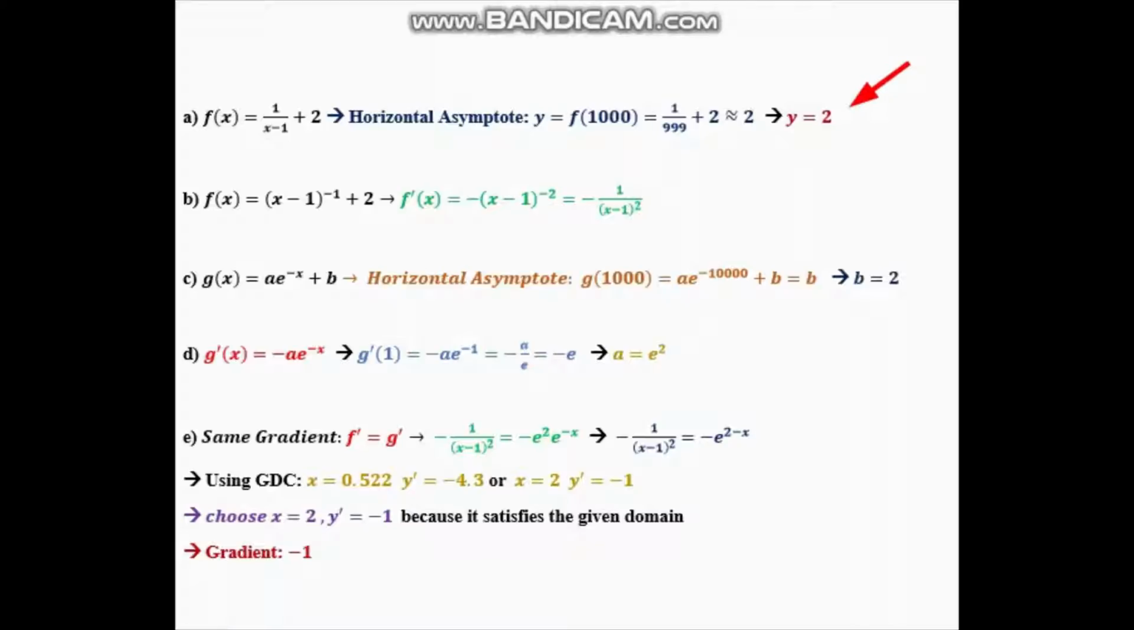I've set here x to 1,000. 1,000 or a million doesn't matter. And you calculate 1 over 1,000 minus 1, which is 1 over 999, or just 1 over 1,000, which is a very small number. Hence, your answer is approximately 2. Hence, your horizontal asymptote is y equals 2. Moving on to B.